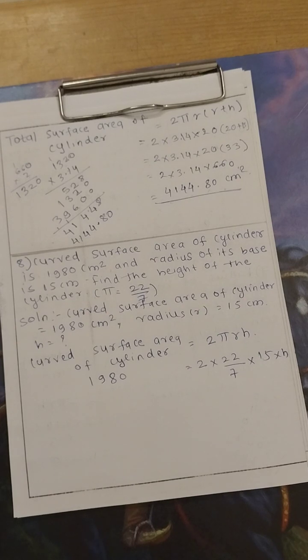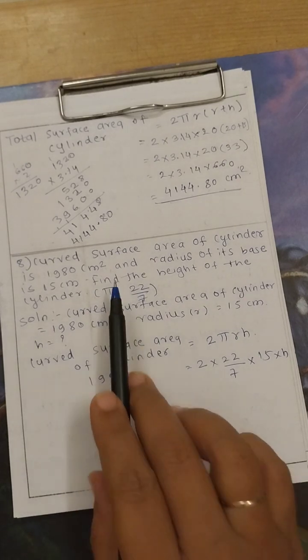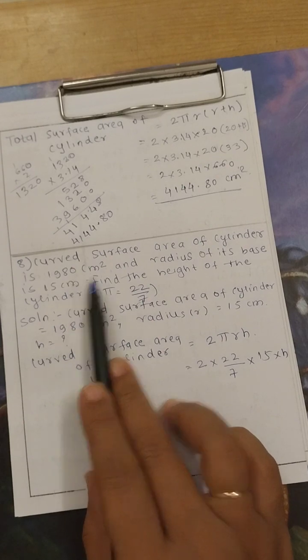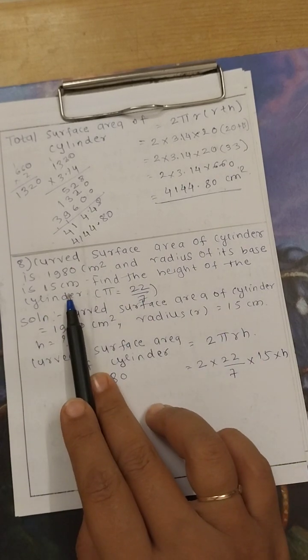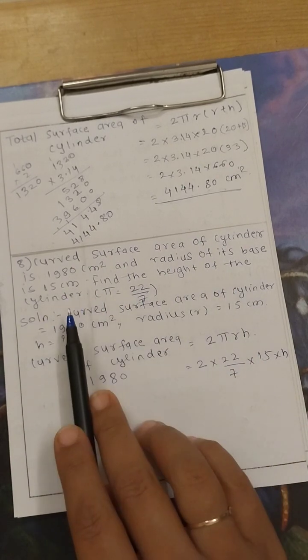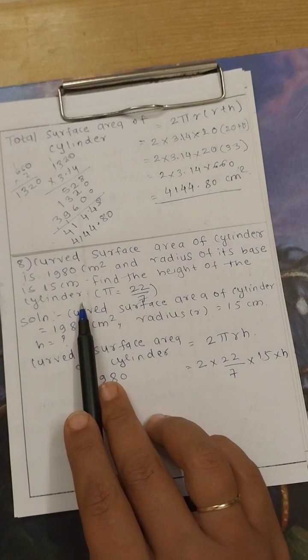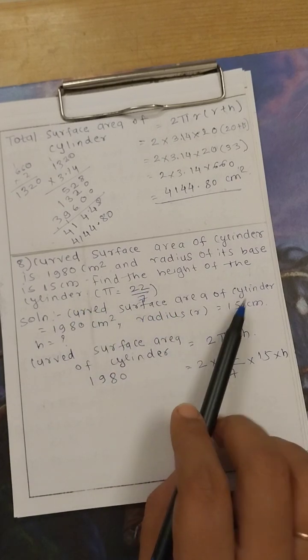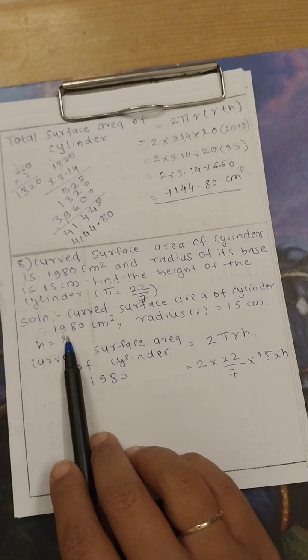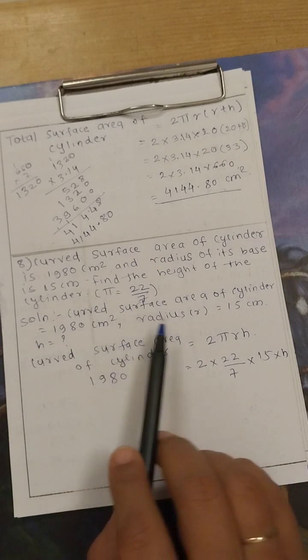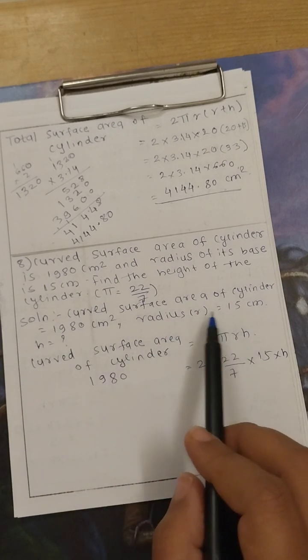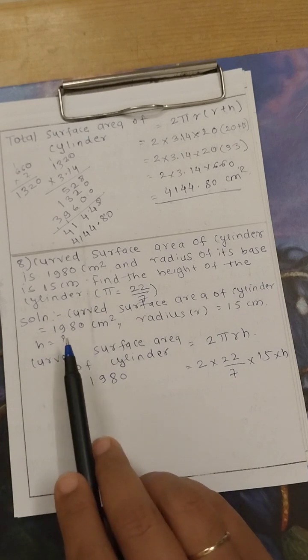Next, 8th example. Curved surface area of cylinder is 1980 centimeter square. Radius of its base is 15 centimeter. Find the height of the cylinder. They have given the curved surface area of the cylinder, which is equal to 1980 centimeter square. Radius is 15 centimeter, and we have to find out the height.